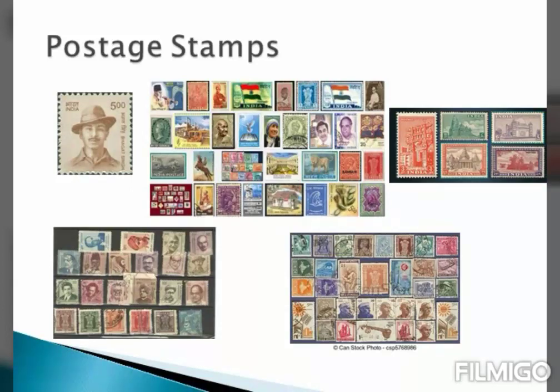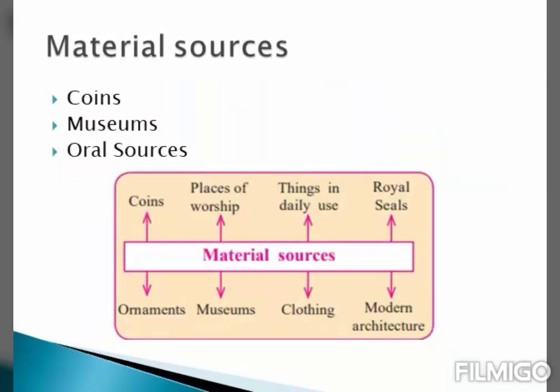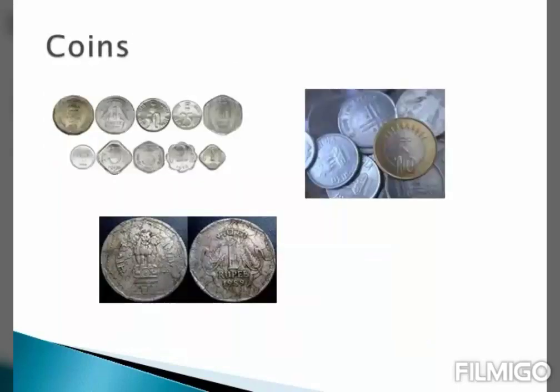Now we are moving further to the second topic, that is material sources. The following sources are included among the physical sources, that is material sources: places of worship, things in daily use, royal seals, coins, ornaments, museums, clothing, and modern architecture. Coins. We can also understand history with the help of coins, and the changes in the printing of currency notes.